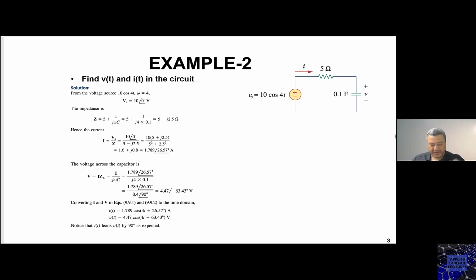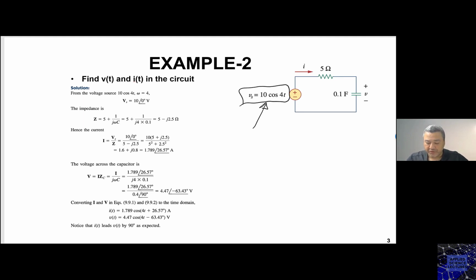Now let's look at this example here. We need to find v(t) and i(t) in the circuit. Now, before we go there, we need to understand the phasor representation. So when we say this signal is a sinusoidal signal, and as I said before, this sinusoidal signal is a periodic signal that repeats itself. So for me, what is important to know are two things of this time domain signal.